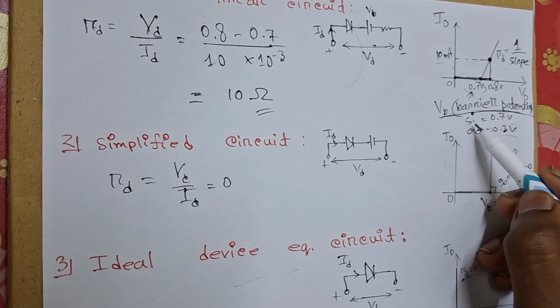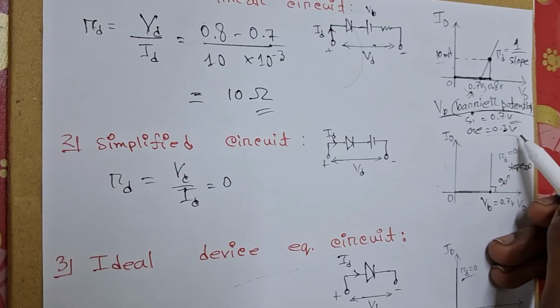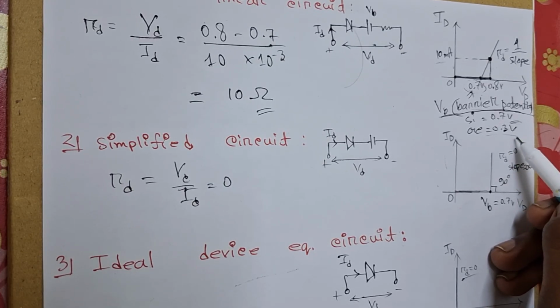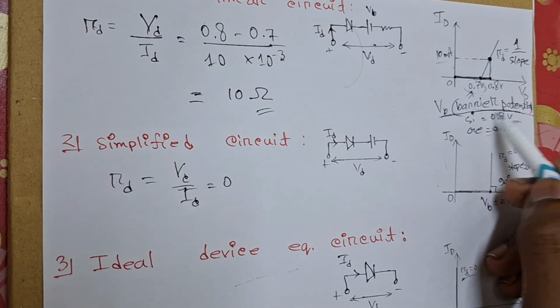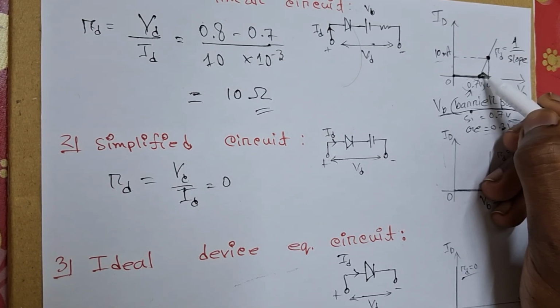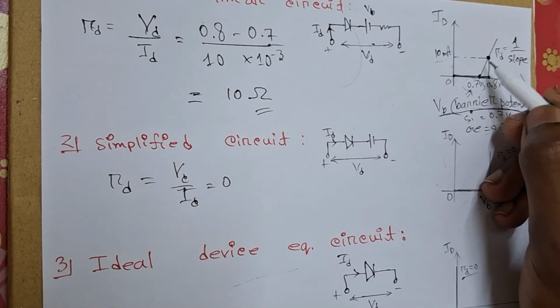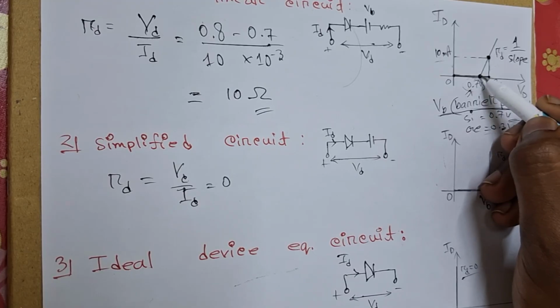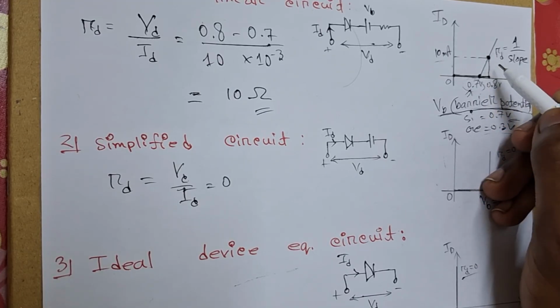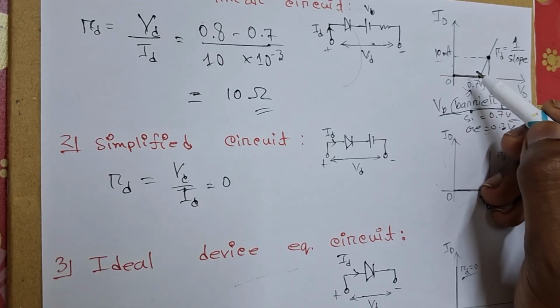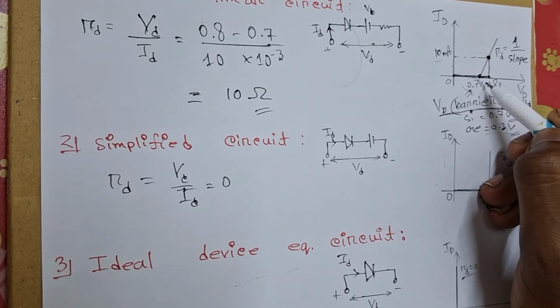Do you understand? If it's a silicon diode, the barrier potential will be 0.7. If it's a germanium diode, it will be 0.3. The barrier potential is the point from which we start getting current. So after this point, we will start to get some current through the diode. Electrons will not pass through until the voltage reaches 0.7 volt in this case.